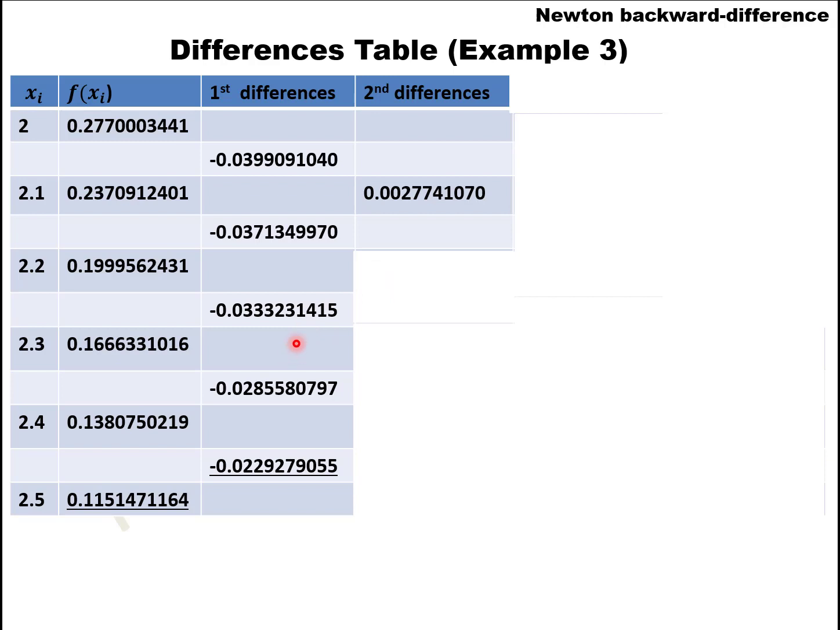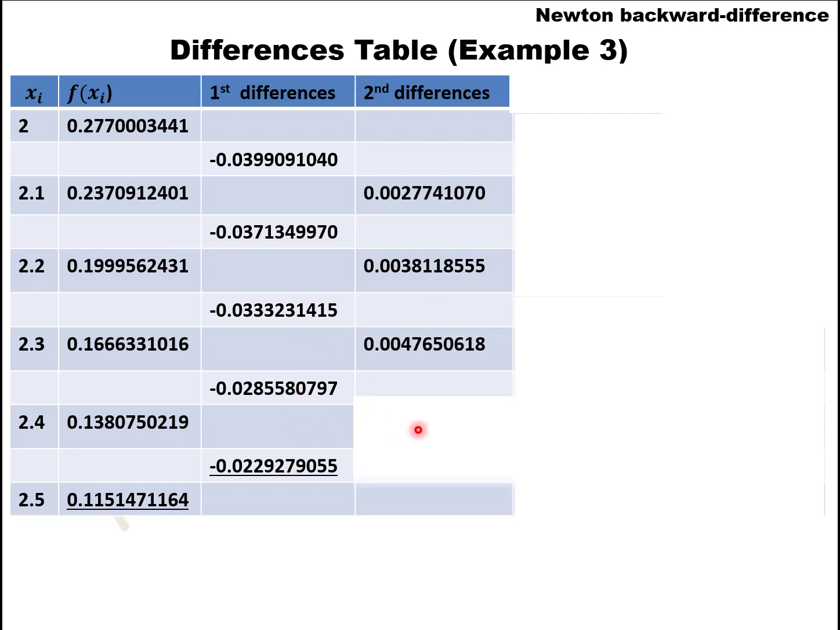And if you come to this value, now this value minus this value gives us this value. This value minus this one will give you this value. This value minus this one will give you this value. Now, if I go to the use of the formula, this value is ∇² f(x5). This value is ∇² f(x4). This value is ∇² f(x3). And this value is ∇² f(x2).